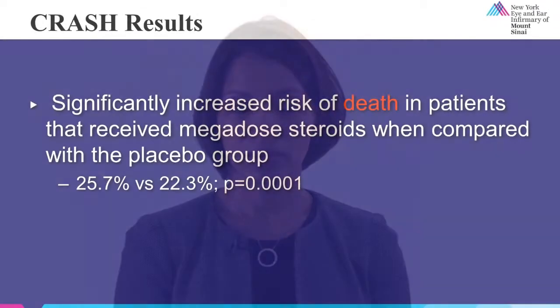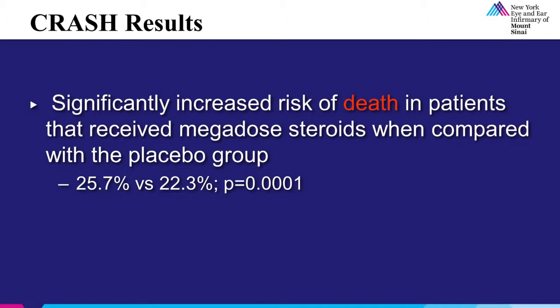In 2005, the corticosteroid randomization after significant head injury, also known as the CRASH trial, results were released. Based on this trial, there were concerns regarding the use of megadose steroids in traumatic brain injury with increased rates of adverse events. The CRASH study showed a significantly increased risk of death in patients that received megadose steroids when compared with the placebo group: 25.7% versus 22.3% with a p-value of 0.0001.